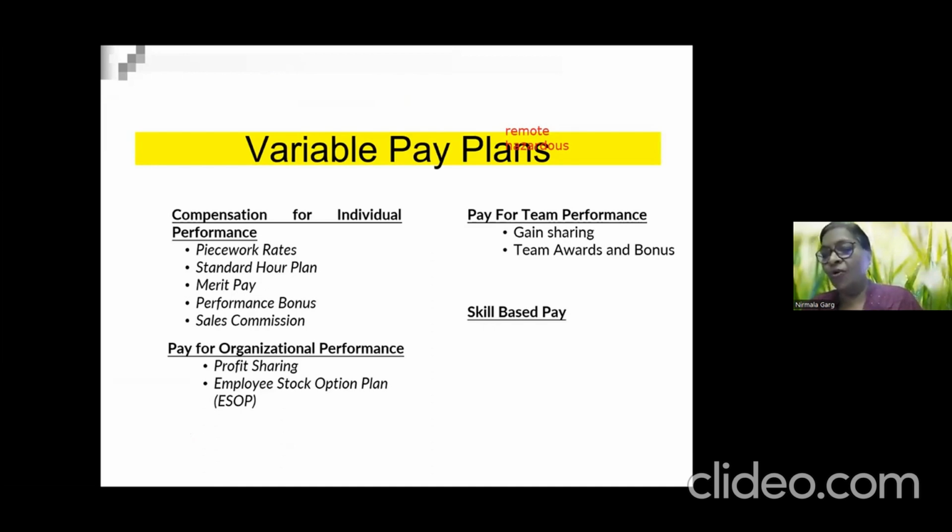Simple. How do you establish individual equity? By establishing variable pay plans. Because when two individuals are working, and if one is working harder, or if one skill is very important, or if one has more certifications, so you have categorized and you are giving a variable pay plan.